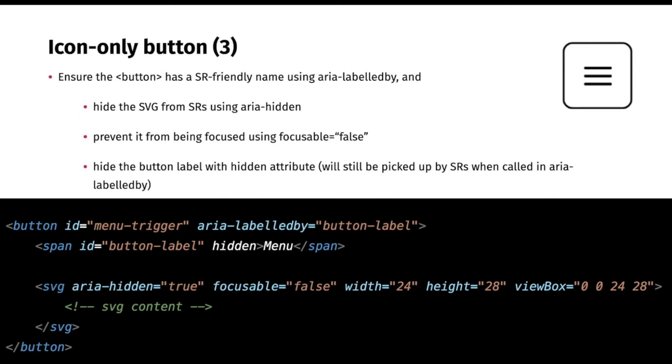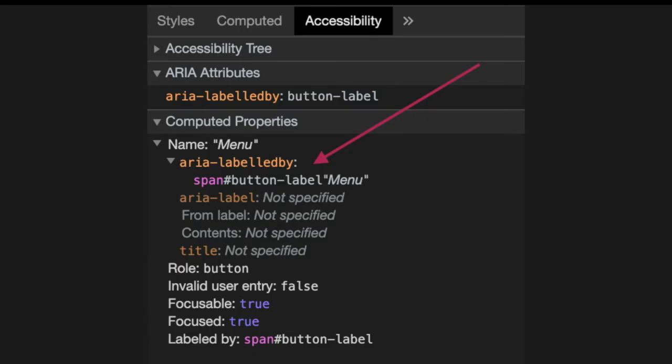Now, some of you may be wondering, how is this technique accessible if the hidden attribute removes the element from the accessibility tree? Isn't it supposed to make it inaccessible? And that's a very good question. The answer is simple. Even though the hidden attribute hides an element from screen readers, we can still expose it to them by referencing it inside of aria-labelledby. Once again, if we inspect this button in the DevTools, we can see that it's exposed as a button with the accessible name derived from the element that aria-labelledby is pointing to.